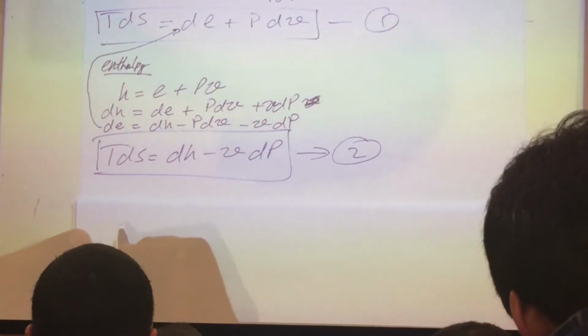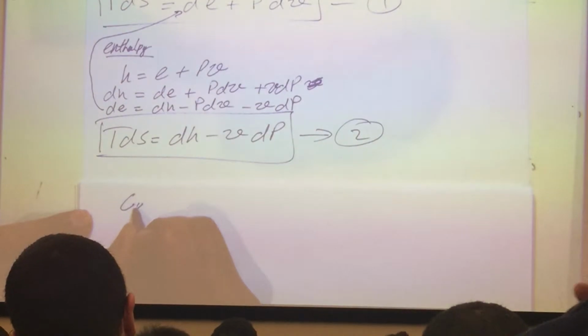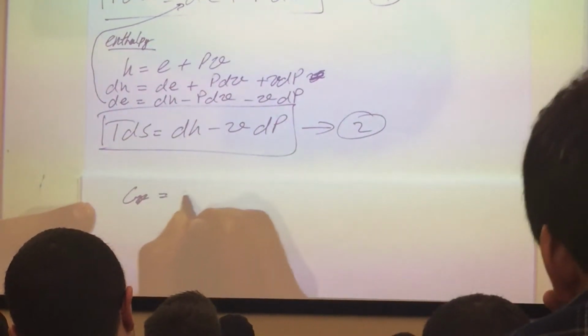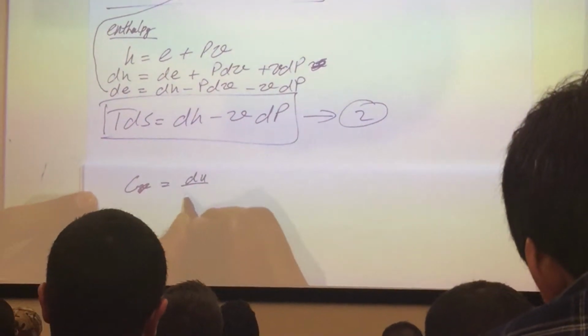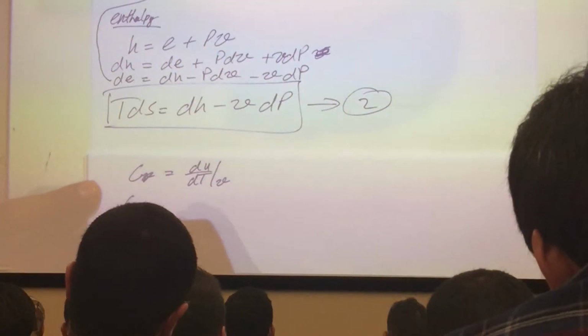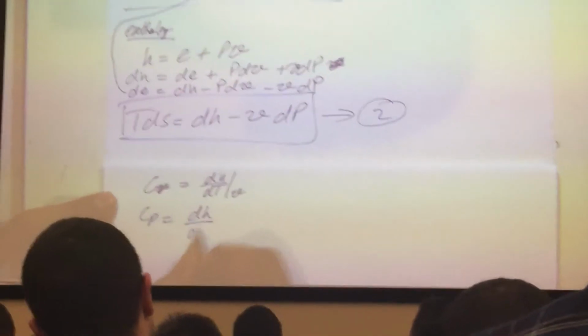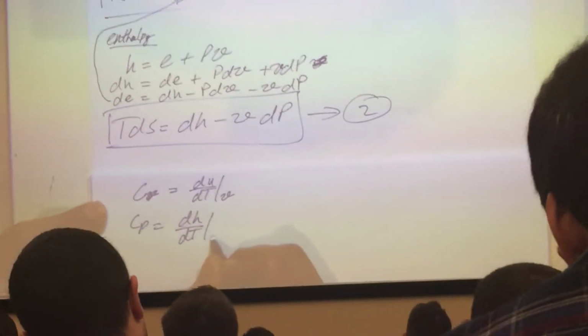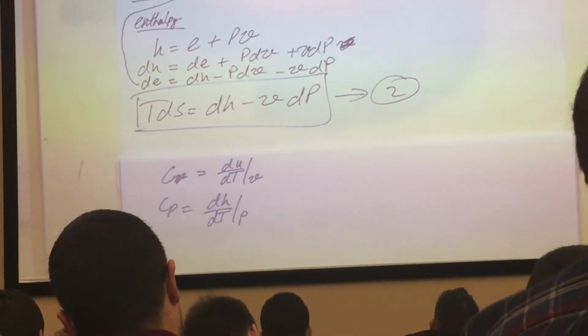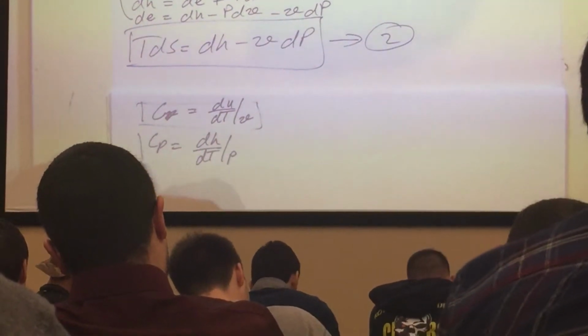Okay, so I need my specific heats. Let's define the specific heat at constant volume, which is equal to the rate of change of internal energy over dT at constant volume. The specific heat at constant pressure is equal to the rate of change of enthalpy over dT at constant pressure. So these are just definitions of terms that we need to keep in mind.